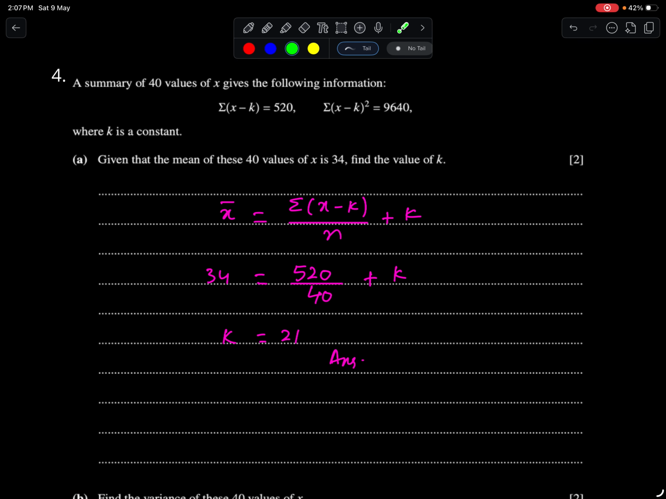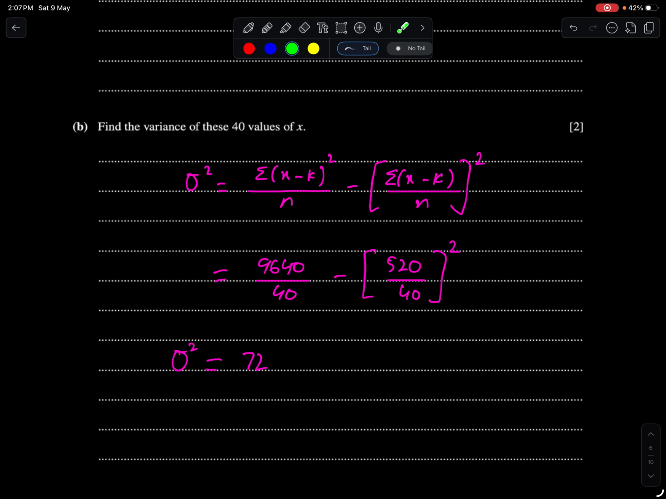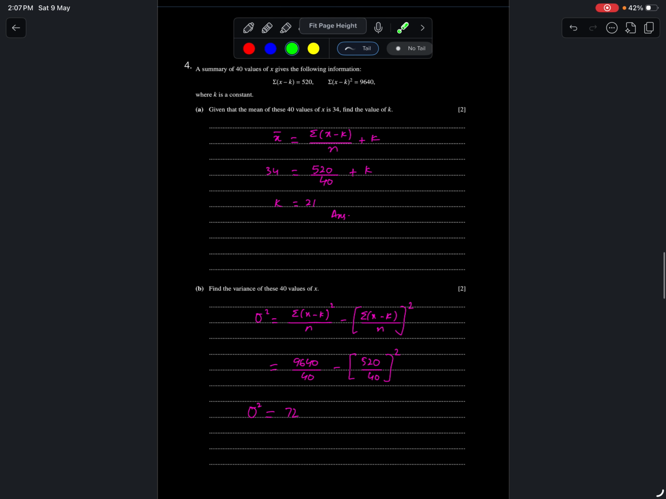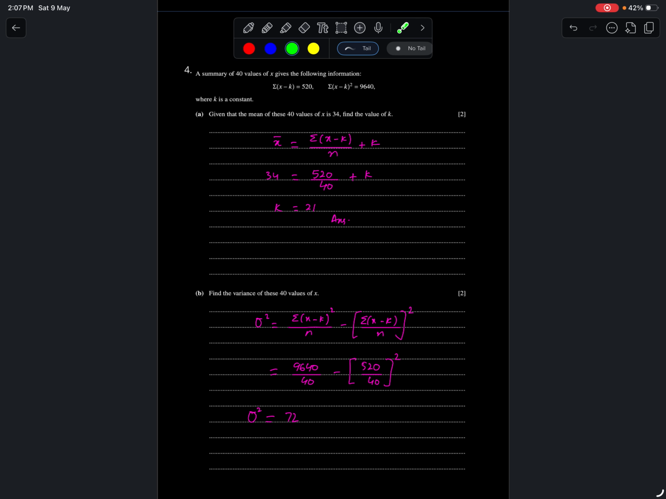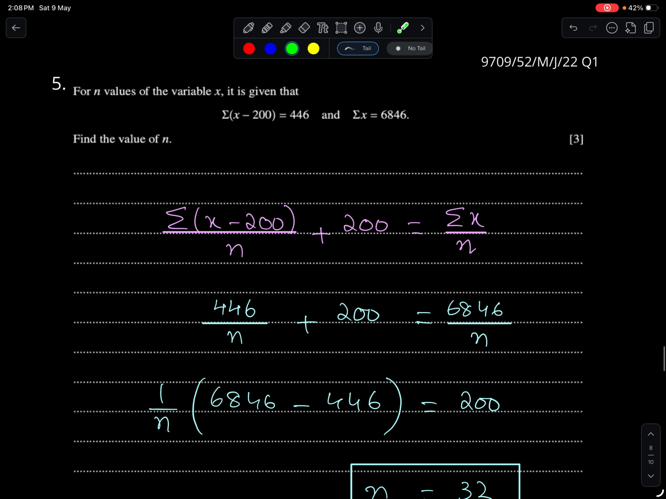Here we need the mean is 40, find the value of k. We need this k. N is 40, mean is 34. So just copy the formula. 34, 40, 520, get k. Find the variance. So this information is here, this is here, and this is the variance. Please check the solution. Here we need n. This is very simple, a repeated question in fact.